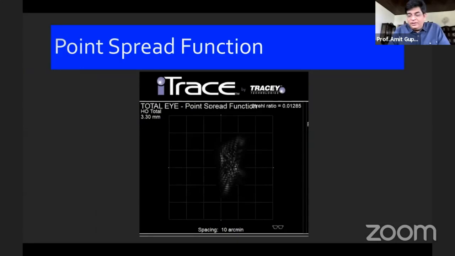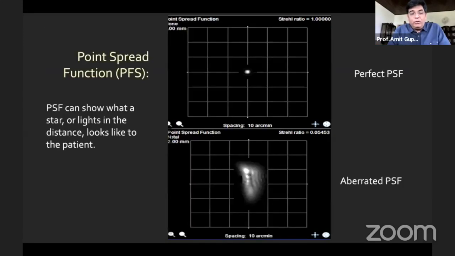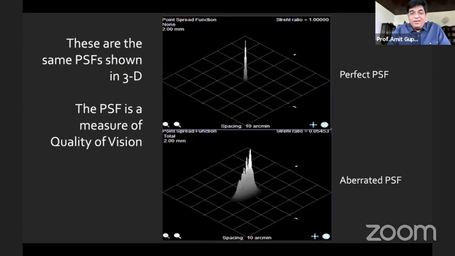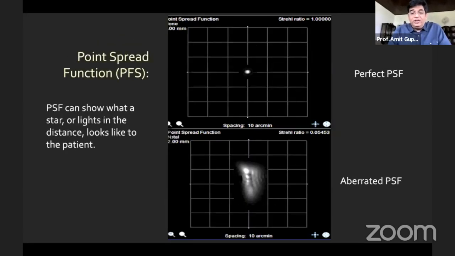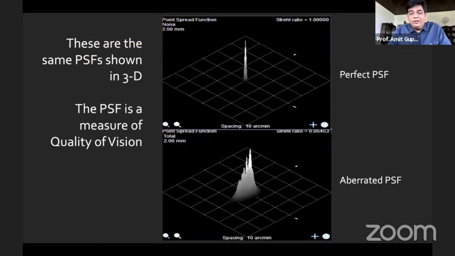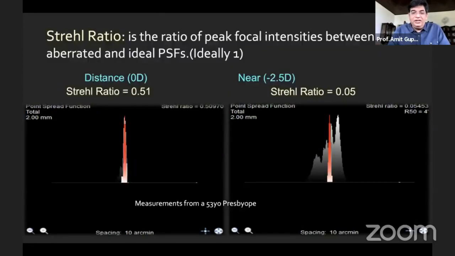The point spread function is one of the important things that the iTrace tells us, which helps us both understand the patient's problem as well as explain it to the patient. The PSF is what a star or lights from a distance would look like to a patient. For example, in this example, the patient is having a starburst kind of pattern, and we also have software which displays it in 3D. If you see something like the Burj Khalifa, it's good, and that means that the light is being seen as a point in these patients.